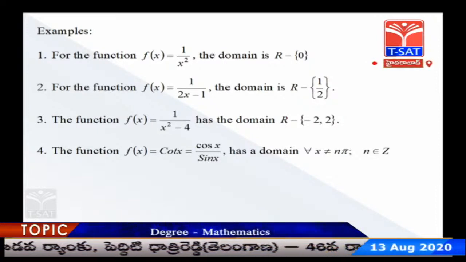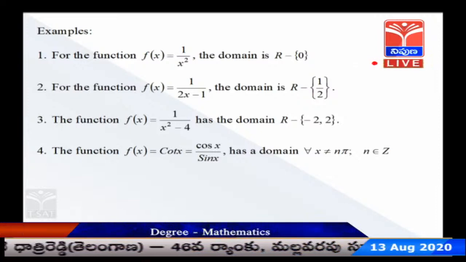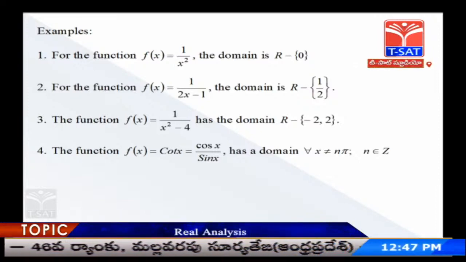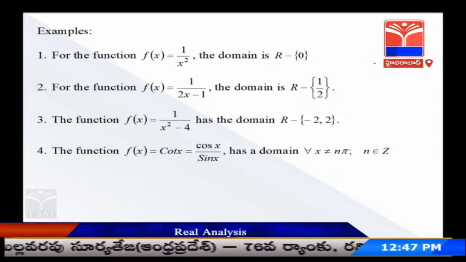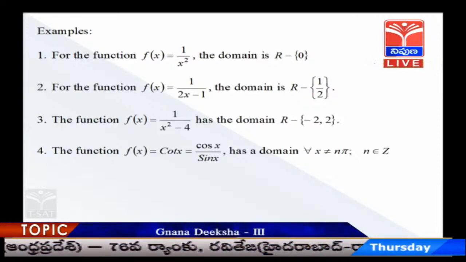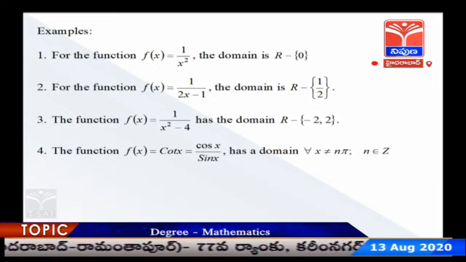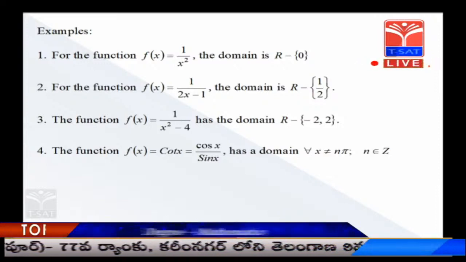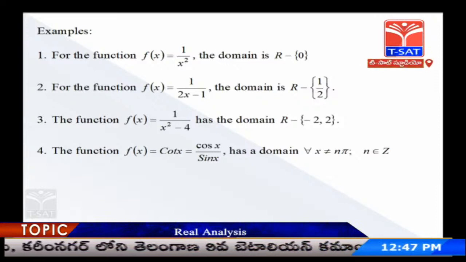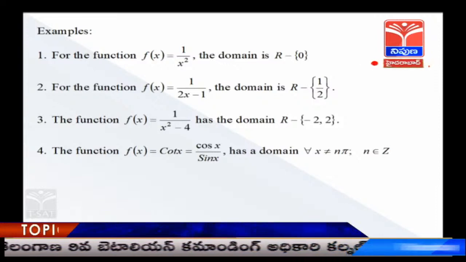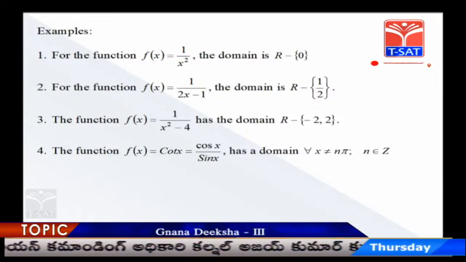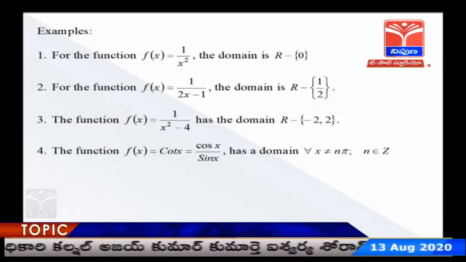As the first example, if you take f of x equal to 1 by x square, the domain is R minus {0}. So here it is a deleted neighborhood of 0. And if you take as the second function f of x equal to 1 by (2x minus 1), the domain is R minus {1/2}. Similarly, the third and fourth examples are carried out for real valued functions.